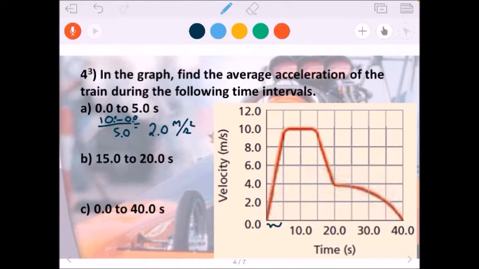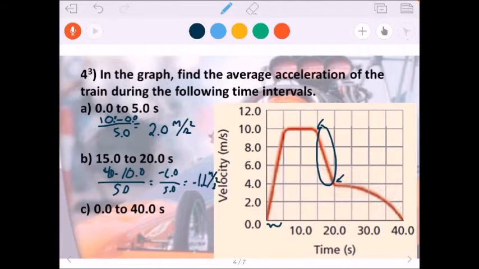From the 15 to the 20-second mark, so now we're looking at this portion here. Again, we're going to kind of estimate that it started out at 10 and went down to 4. So we have the final velocity minus the initial velocity over the time period, which is 5.0 seconds. That's going to give me a negative 6.0 over 5.0, which is approximately negative 1.2 meters per second squared.